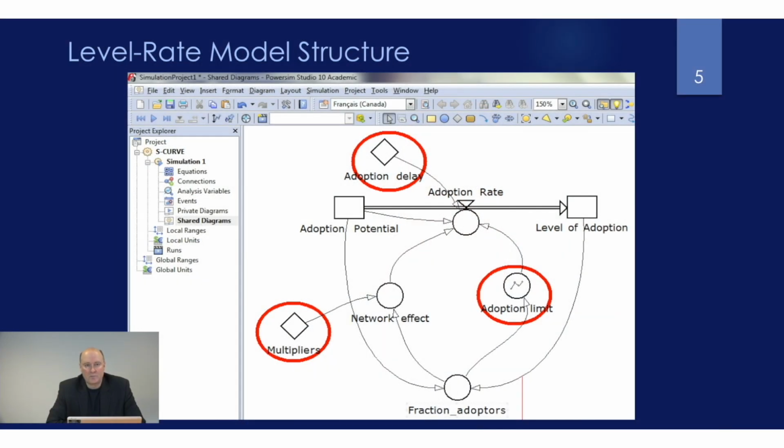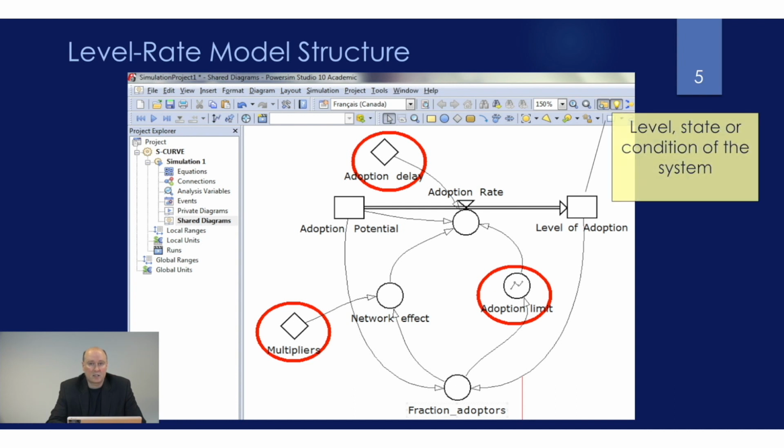On that picture, this is a typical, what we refer to as, level rate model structure. This is a model representation built within system dynamics software that's looking at adoption rates for potential technology, for example. And what we have on that picture are the various building blocks of the system that's being modeled. As you see this rectangle, it's there to represent a level state or basically provide data about the level of adoption.